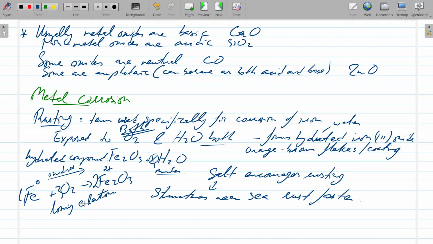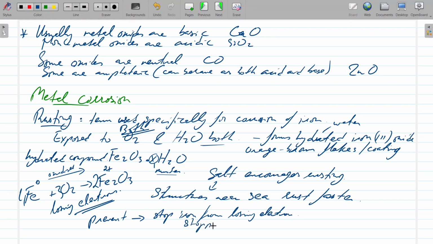In the process of rusting, iron is losing electrons. So to prevent this, you need to stop iron from losing electrons, which means you're stopping the reaction. Does that make sense?